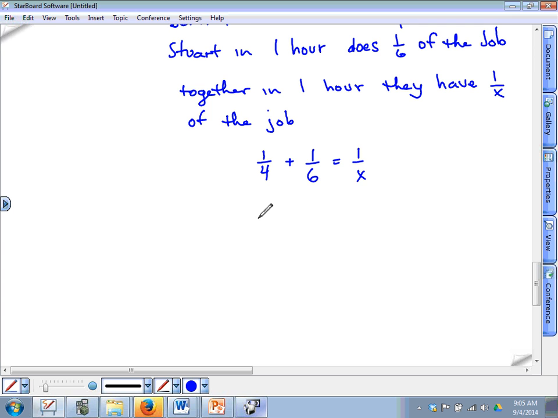Really easy to add fractions, you guys. Truly it is. Adding fractions at this point in your math careers should be like riding a bike. Easy. 1/4 is 3/12. 1/6 is 2/12. If you have 3/12 plus 2/12, you get 5/12. All right, keep going.